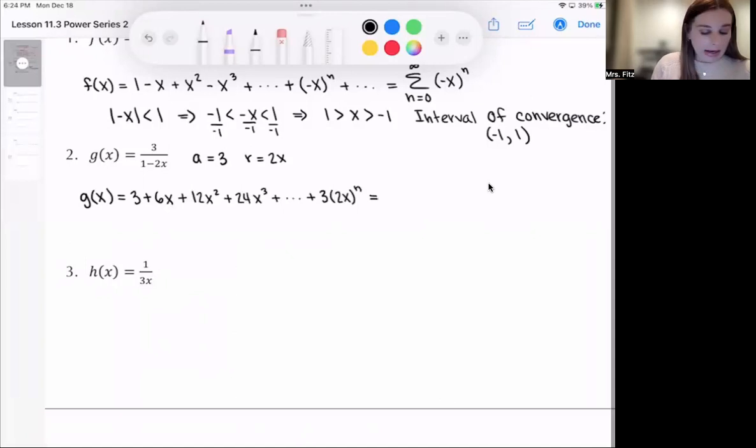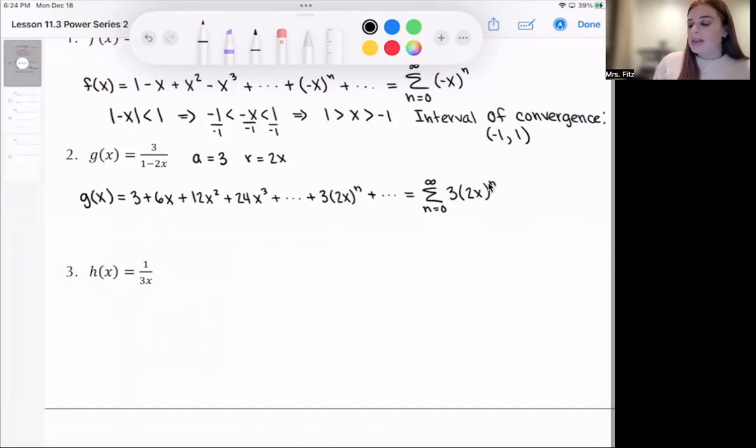And then we're going to write that in sigma notation. So that's, oh, whoops, I forgot my plus dot dot dot. All those little details. Okay, because it keeps going, right? It's the sum from n equals 0 to infinity of our first term, which is 3, times our common ratio 2x to the nth power.